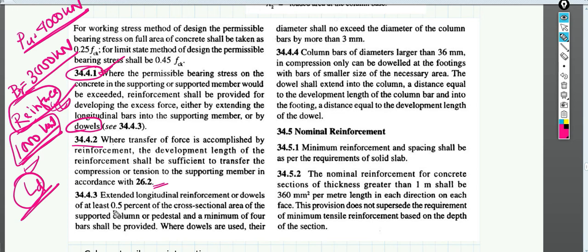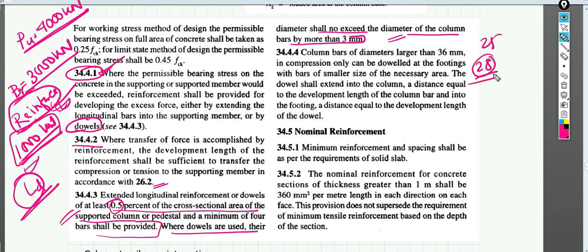Then the next clause is 34.4.3: extended longitudinal reinforcement or dowels of at least 0.5% of the cross-section area of the supported column or pedestal, and a minimum of 4 bars shall be provided. Where dowels are used, their diameter shall not exceed the diameter of the column bars by more than 3 mm. So it gives you the minimum reinforcement that should be provided at the bearing surface: 0.5% or a minimum of 4 bars, and the diameter of the bar should not be more than 3 mm greater than that of the column bar. That means if the column has 25 mm bars, we can go for 28 mm, not more than that, for doweling action.